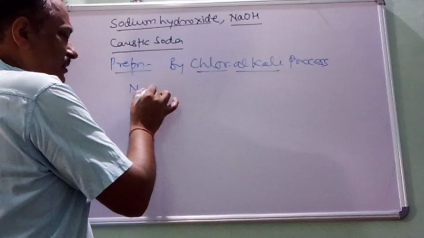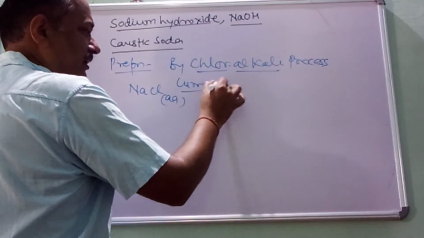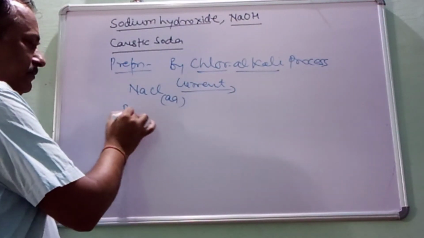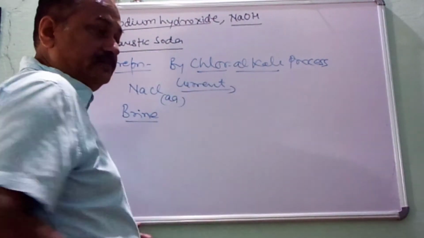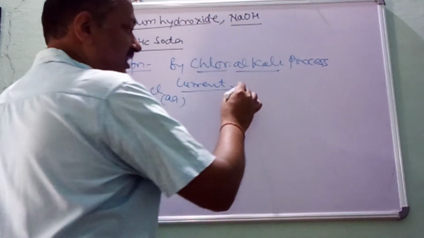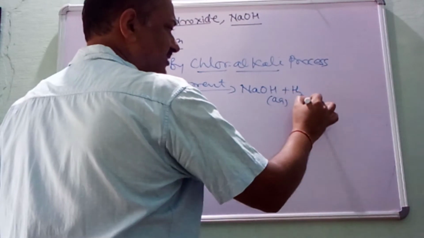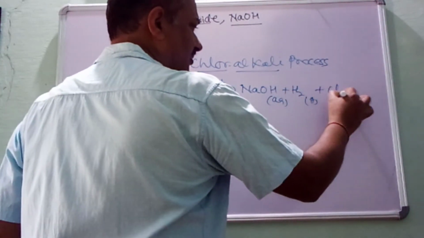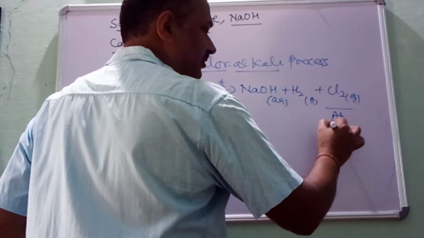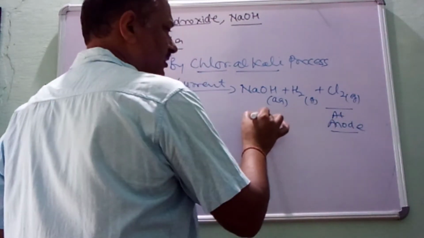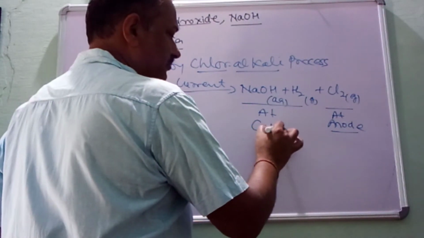Now, in the chloralkali process, brine, which is aqueous NaCl, is electrolyzed. Current is passed. Sodium chloride solution is called brine. On passing current, or electrolysis, there is formation of aqueous NaOH, hydrogen gas is produced, and chlorine gas is also produced. This chlorine gas is produced at the anode, and the NaOH and hydrogen are at the cathode.